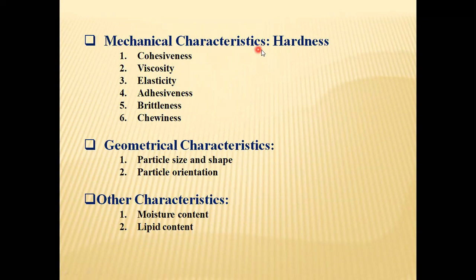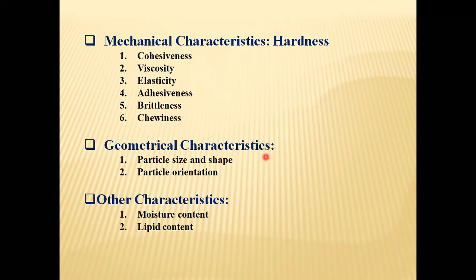Under the mechanical characteristics, different factors are there, that is the hardness of that commodity, then cohesiveness, meaning how much the same kind of particles of that particular product get attracted to each other. Then viscosity, how viscous it is, then elasticity, adhesiveness, brittleness, chewiness or gumminess. All these come under the mechanical properties or mechanical characteristics.